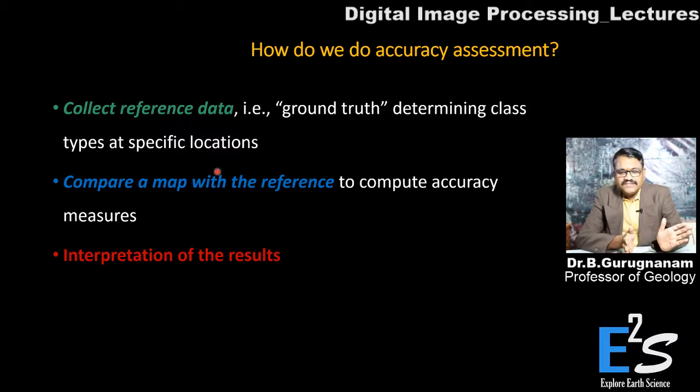Take a reference value and a map value. See the producer. It means how the system is giving the output. Check how many pixels are coinciding with this, how many are not coinciding. That is the producer value. And the output which is coming, that is the user value. That we will see with one table. Compare the map with reference data. Interpret the result.